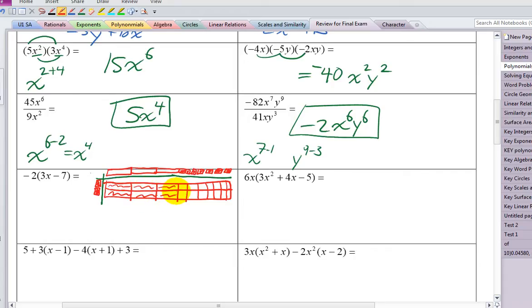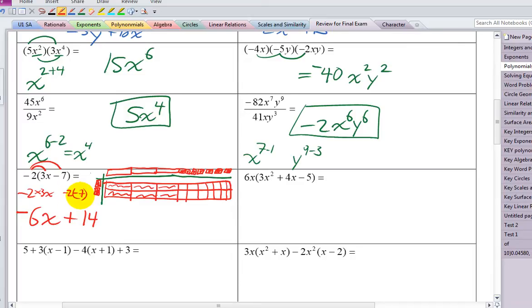So what we're showing here is negative 2 times the 3x and negative 2 times the negative 7. Altogether, how many x pieces will you have? Well, 6, and it's going to be all negatives. And how many 1 tiles? 14. Are they going to be positive or negative? Positive. Okay. So what we have is negative 2 times 3x and negative 2 times negative 7.